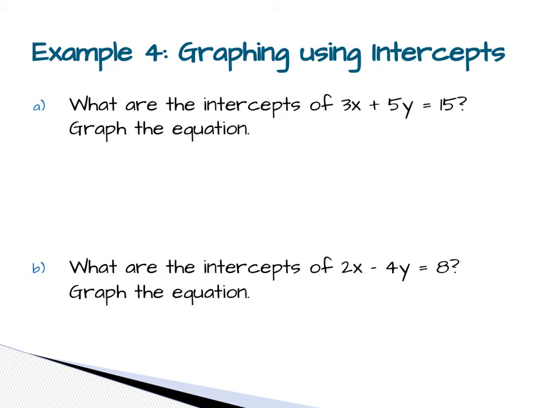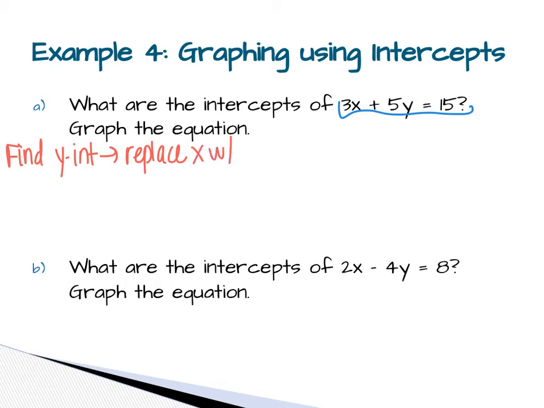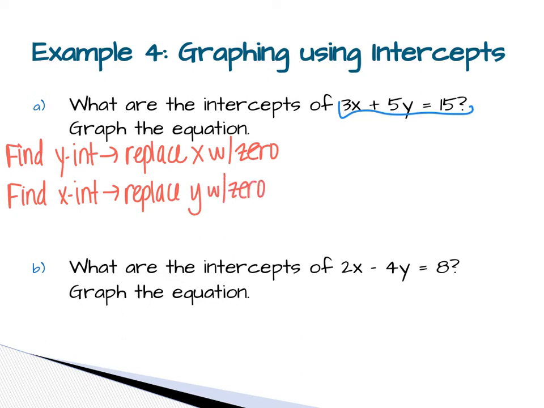Example 4, graphing using intercepts. They just want to know the intercepts of this equation. To find the x and y intercepts, let's say to find the y-intercept, you are going to replace x with 0. To find the x-intercept, you are going to replace y with 0. So the y-intercept is going to be, that'll turn to 0, so you get 5y equals 15.